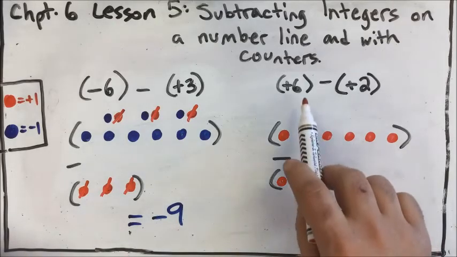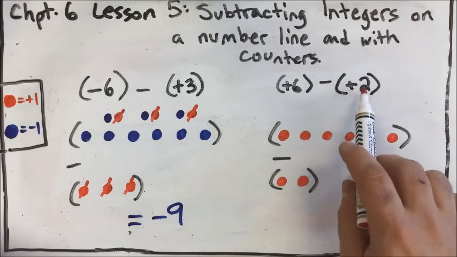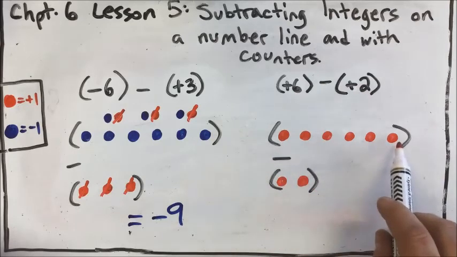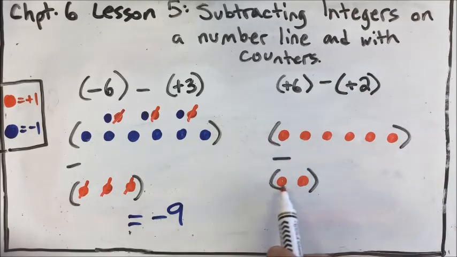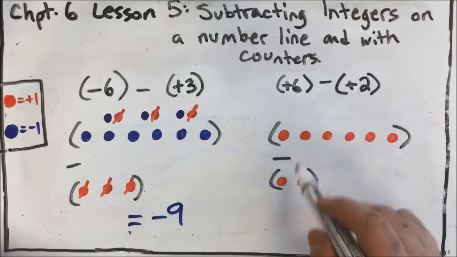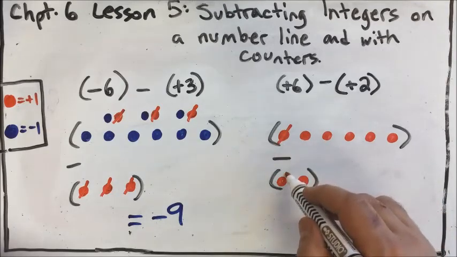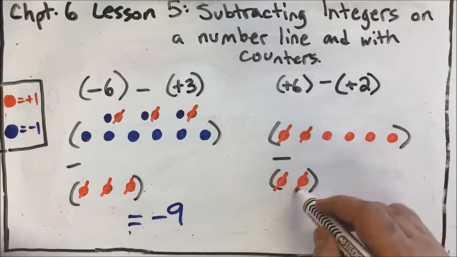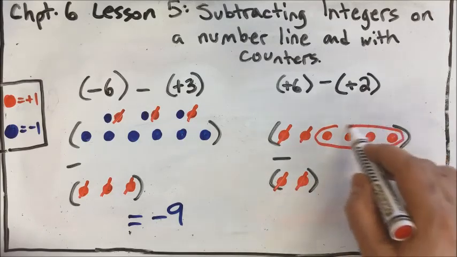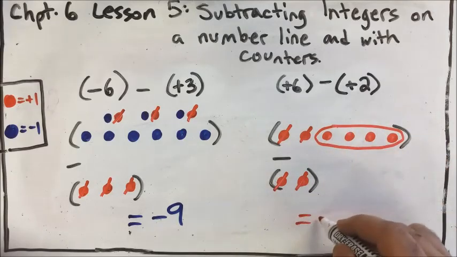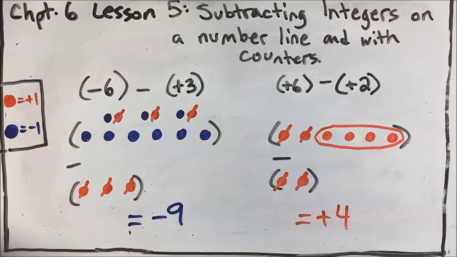In my last example, I have positive 6 subtract positive 2. I have 6 red counters and 2 red counters. Because they are the same color, I do not have to add anything in. I can just cancel out 2 reds with 2 reds. I am left with 4 reds. Red is equal to positive, so my answer is positive 4.